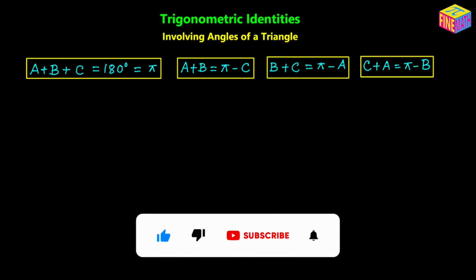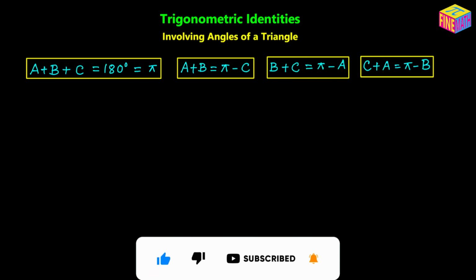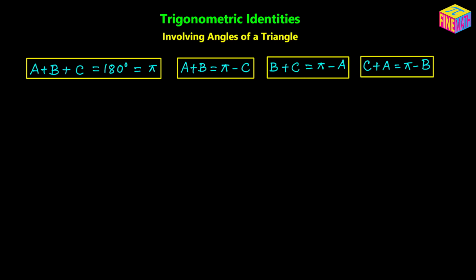prove the other ones. If A, B and C are the three interior angles of a triangle, then from the angle sum property we know that A plus B plus C will be equal to 180 degrees or pi radians, and from there we can also say that A plus B will be equal to pi minus C. Similarly, B plus C will be equal to pi minus A, and C plus A will be equal to pi minus B. And because the identity that we are going to prove here involves three angles which are related through a certain condition, and the condition is that their sum is equal to pi radians.